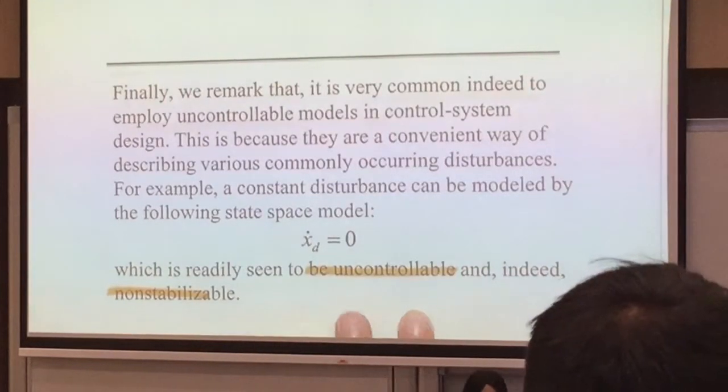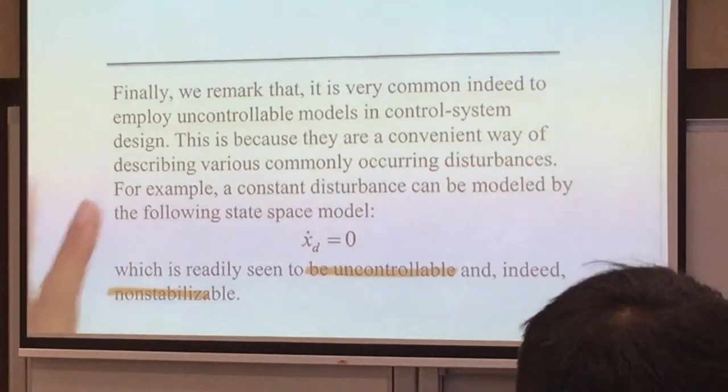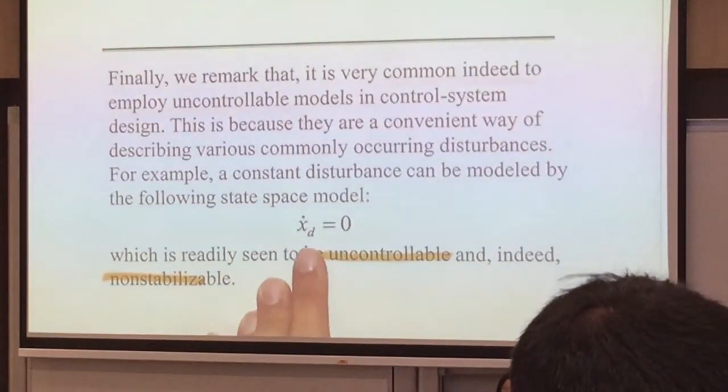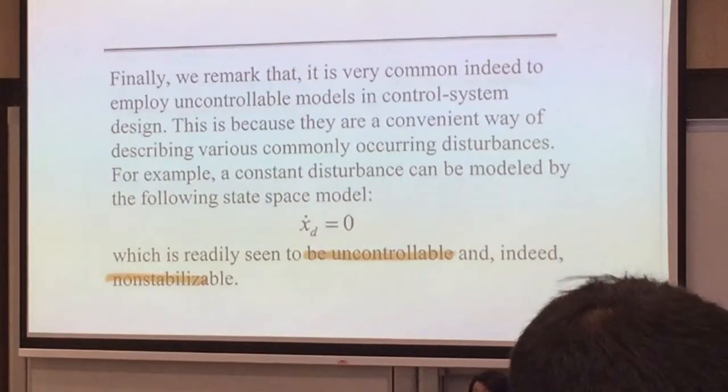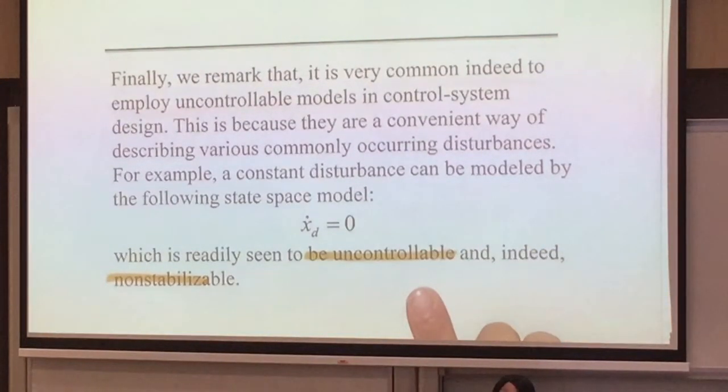Okay? And stabilizable is if you have a non-controllable portion, this is still stable. So in this case, when x d dot is 0, this is a constant disturbance because there's no derivative. The derivative always being 0 is a constant disturbance. So for a constant disturbance, you can't stay equal to 0.